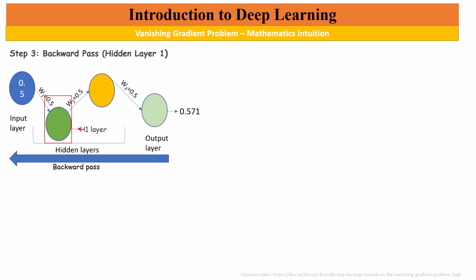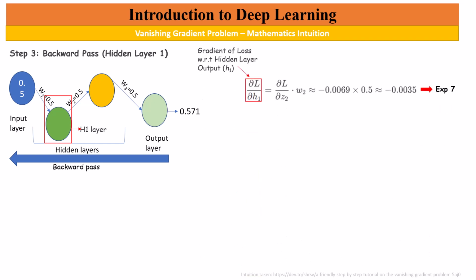Moving back from output layer to input layer, at the earliest layer, that is hidden layer 1, we find out how much the activation H1 influenced the final loss. Starting from expression 7, we use the gradient from the next layer, that is hidden layer 2, the output of expression 5, -0.0069, and multiply it with the weight W2. This small negative gradient, -0.0035, suggests H1 slightly increases the loss.